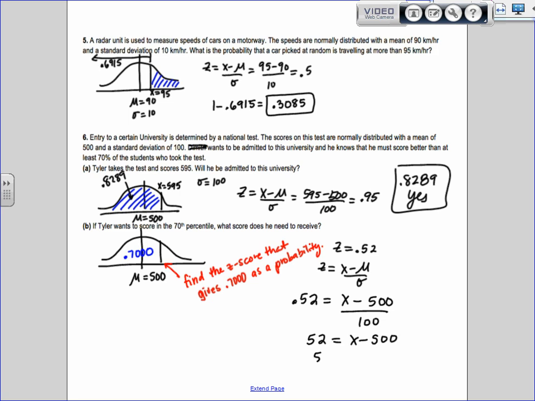Add my 500 over, so I get 552. That's the score that he needs to get. Does that make sense? So it's working backwards. You're finding the z-score that goes with a certain probability. Okay, so you might have something like that in your homework too. All right, so let's try a couple more.